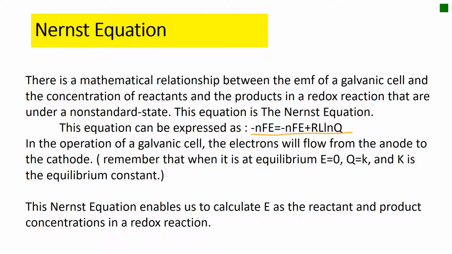So remember, always keep in mind that whenever this equation or operation, if you want to call it, is in equilibrium, E is always going to equal 0, Q is always going to equal K, and remember that K is the equilibrium constant. Okay, that's something to have in mind. The Nernst equation enables us to calculate E as a function of reactant and product concentration in a redox reaction. So remember we said that E equals 0 in equilibrium. Well, with this Nernst equation, we're going to be able to find E.